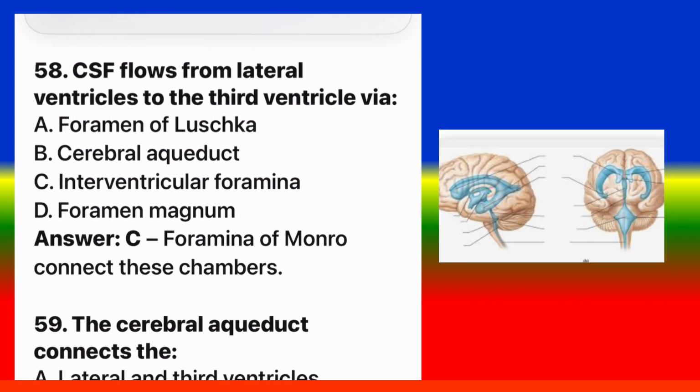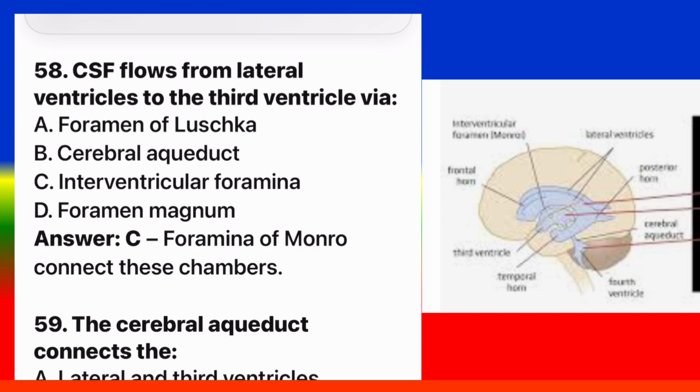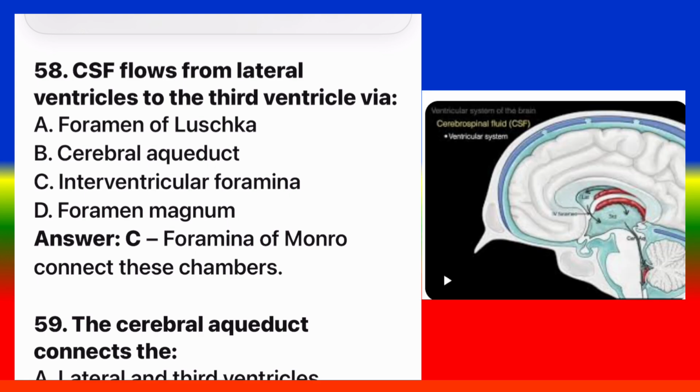58. CSF flows from lateral ventricles to the third ventricle via A. Foramen of Luschka, B. Cerebral aqueduct, C. Interventricular foramina, D. Foramen magnum. Answer C. Foramina of Monro connect these chambers.